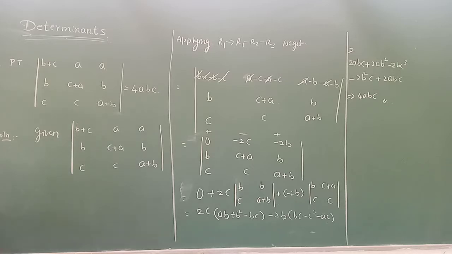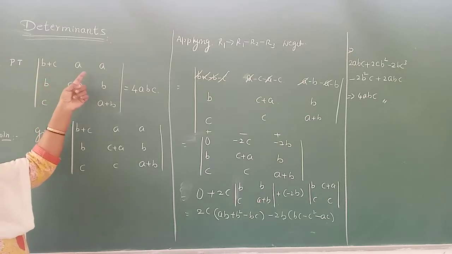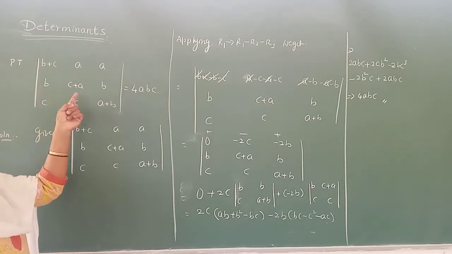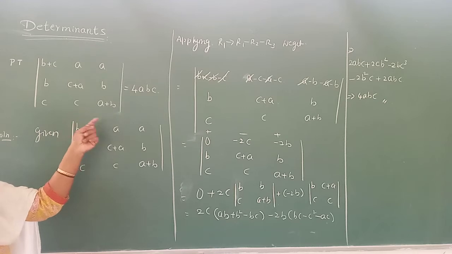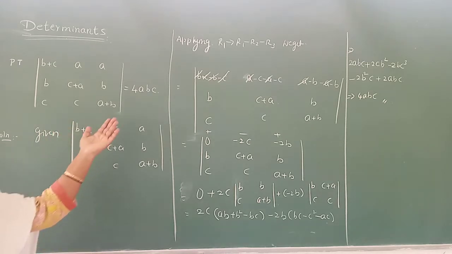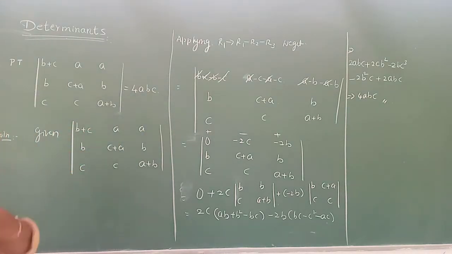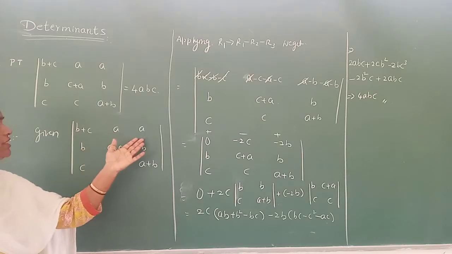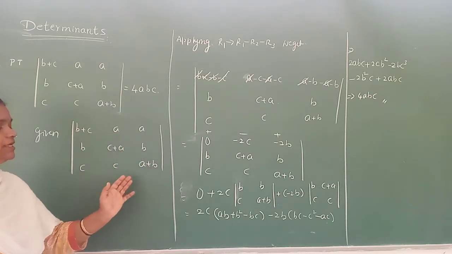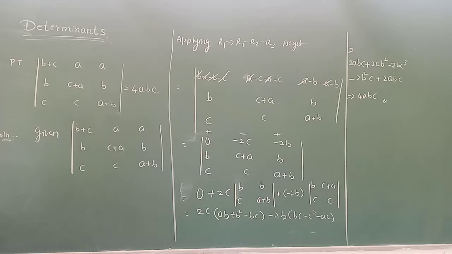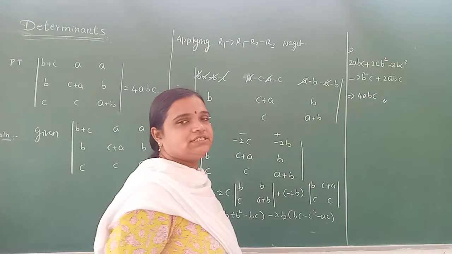See, the very first one mentioned: prove that the determinant with rows (b plus c, a, b), (c plus a, b, c), (a plus b, ...) is 4abc. Okay, see the solution. The given example is b plus c in the first row, then a, b, c plus a, b, c, a plus b. Now we reduce the expansion so that we can get the answer 4abc.